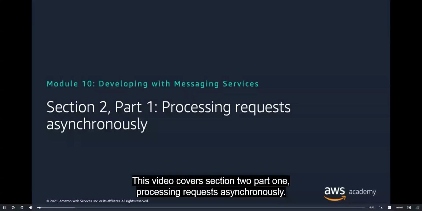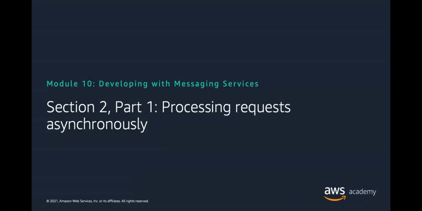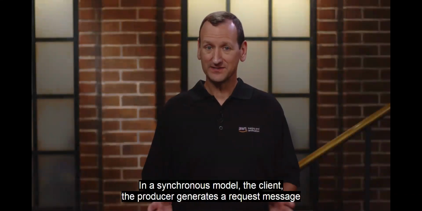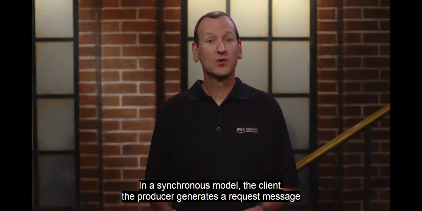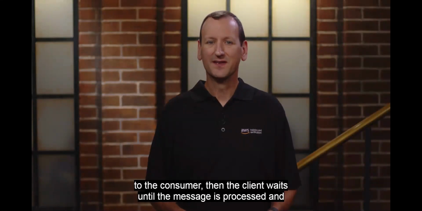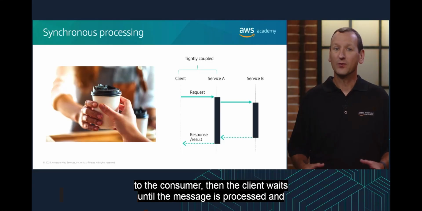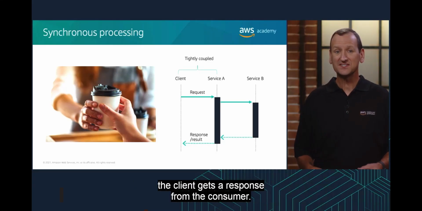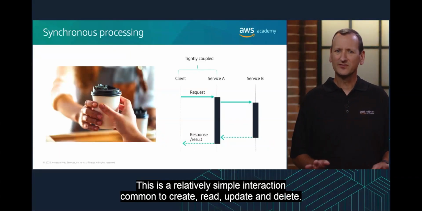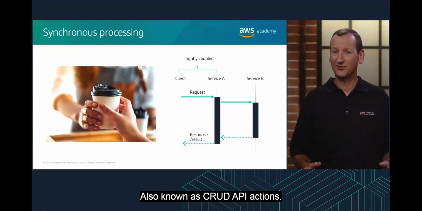This video covers Section 2, Part 1, Processing Requests Asynchronously. In a synchronous model, the client, the producer, generates a request message to the consumer. Then, the client waits until the message is processed and the client gets a response from the consumer. This is a relatively simple interaction common to create, read, update, and delete, also known as CRUD API actions.